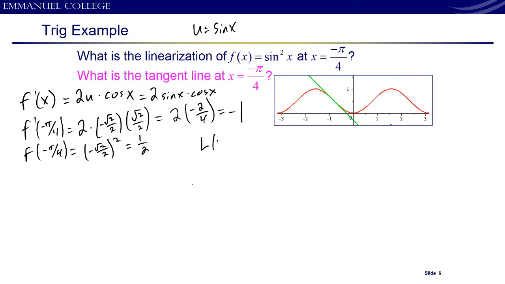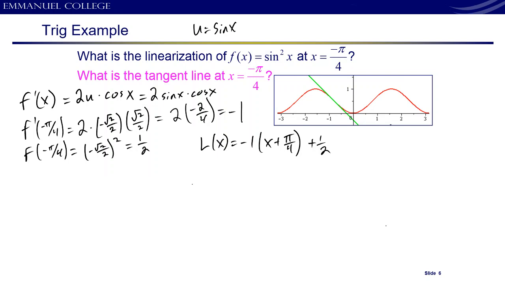So let's write our linearization. Our linearization is going to be negative 1 times x minus, technically it'd be minus a minus pi over 4, so that becomes plus, and then plus 1/2. So this one, not really super useful to try and expand it out, just because I'm not really going to get too far with it.